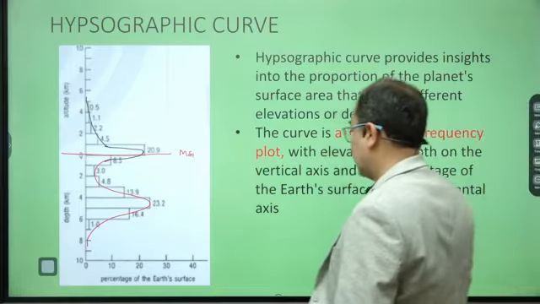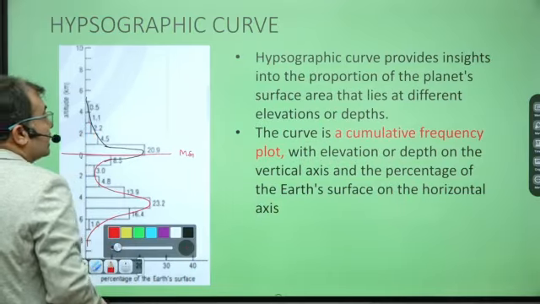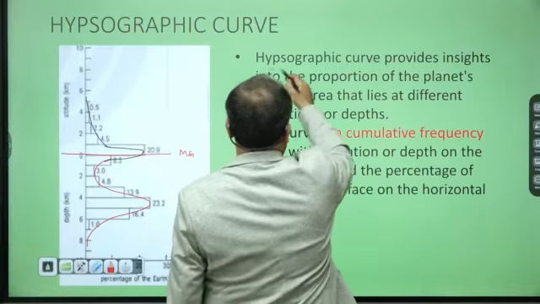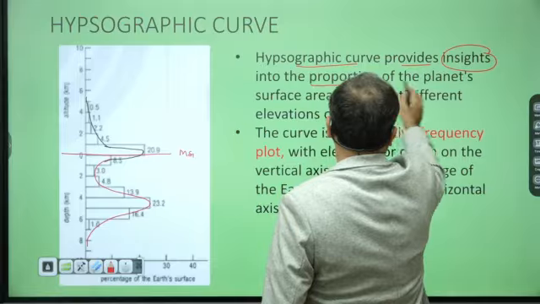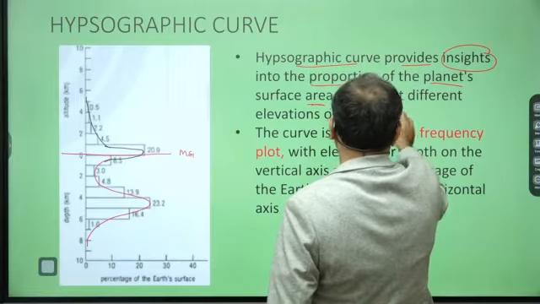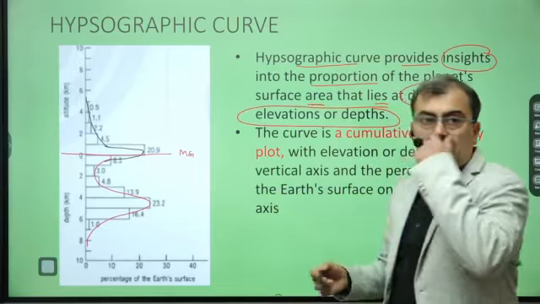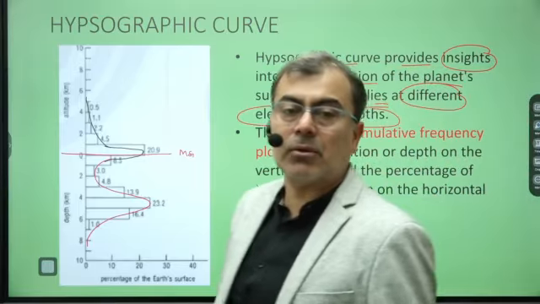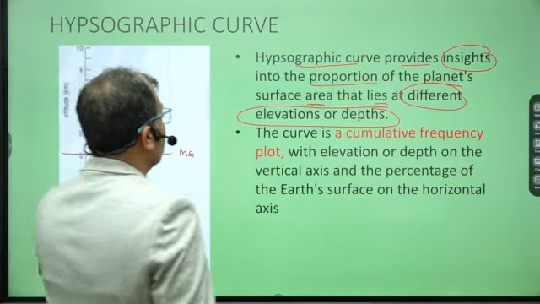Hypsographic curve, you can write down hypsographic curve. Now that you are understanding it, hypsographic curve, what does it do? Provides insights into the proportion of the planet's surface area that lies at different elevations and different depths, if you feel like. इस तरह से ये लोग काम करते हैं. The curve is a cumulative frequency plot.